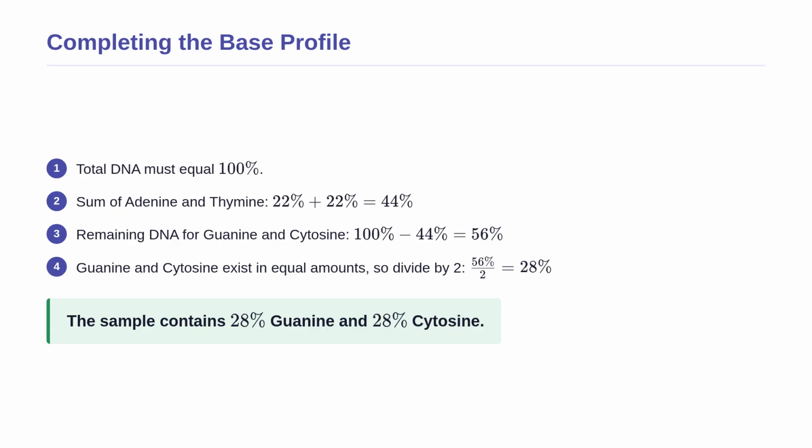Now that we have found thymine, let us calculate the remaining bases. Since all 4 bases must add up to a total of 100%, we first add our adenine and thymine percentages together, giving us 44%. We subtract this from 100% to find that 56% of the DNA remains for guanine and cytosine combined. Because guanine and cytosine must also exist in equal amounts, we simply divide that 56% perfectly in half. This reveals that the sample contains 28% guanine and 28% cytosine.